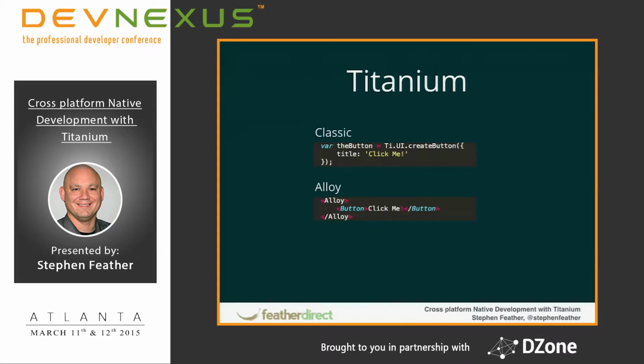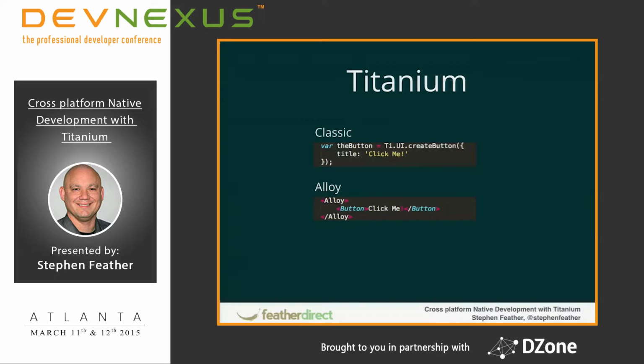Alloy brought in an XML view or an XML format that allowed us to say, I've got a parent window and I put that button on that. And it separated logic code from both display or your layout and from styling. And we'll look at that in detail as we go on too.